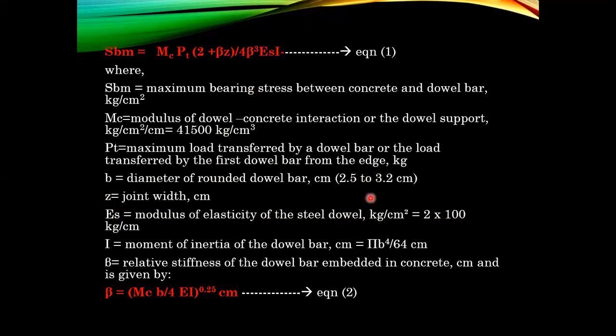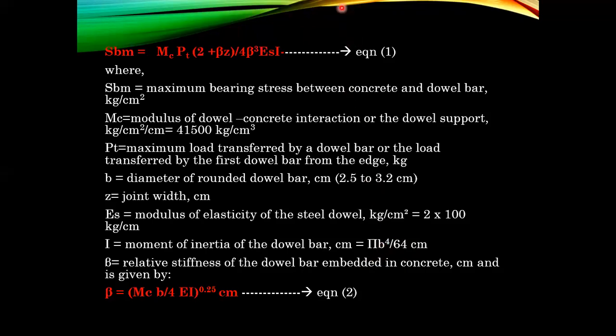Inertia of a circle is pi r square by, sorry, pi r to the power of 4 by 64, right? Similarly, here instead of r, you are going to take b. Pi into b to the power of 4 divided by 64. Sir, not R, sir, D. Pi D power 4 divided by 64.